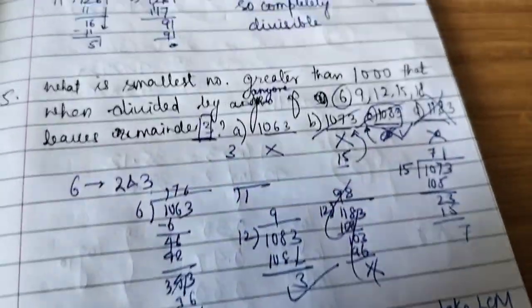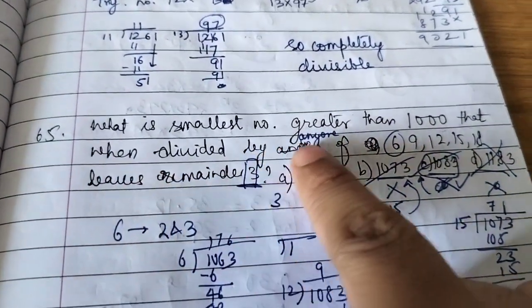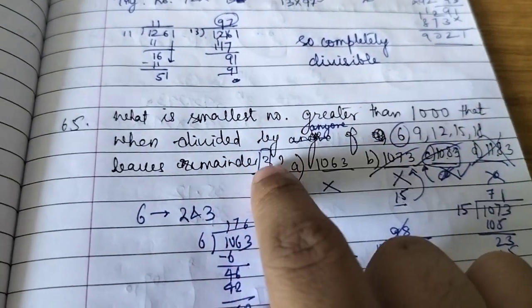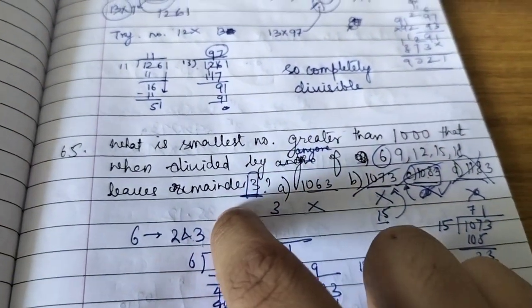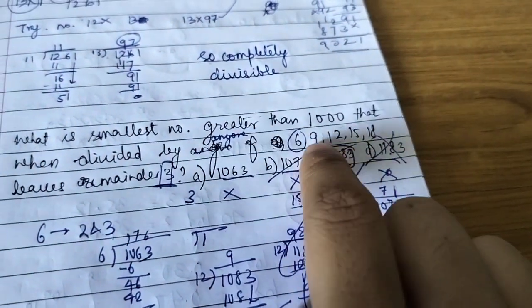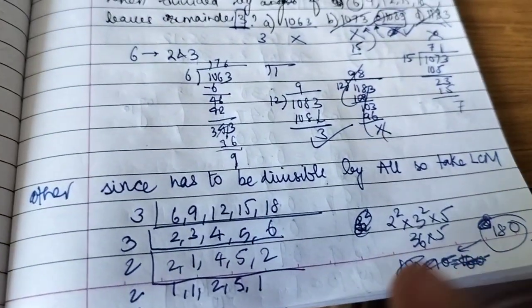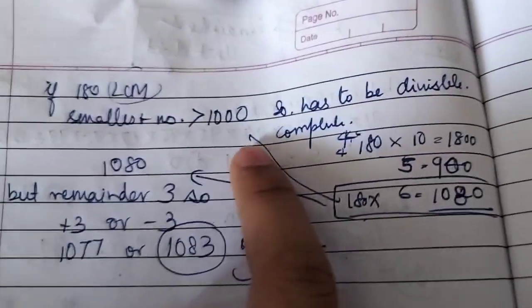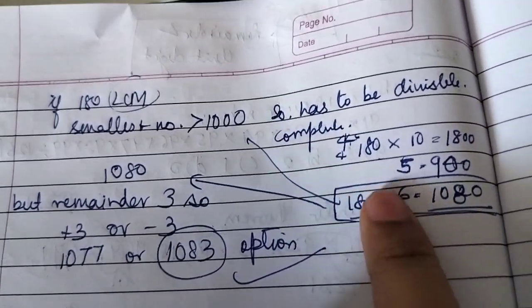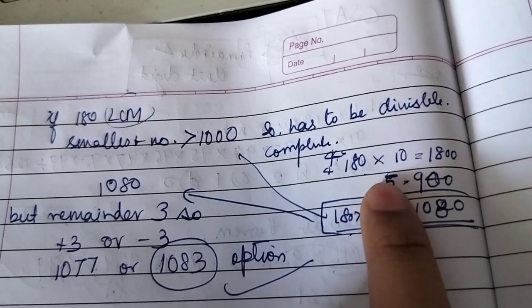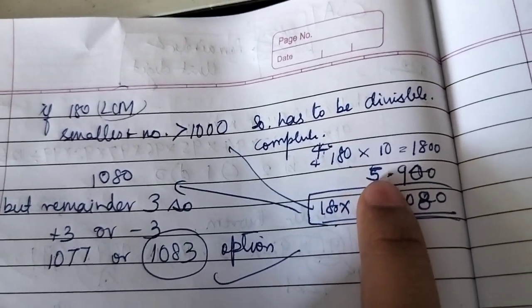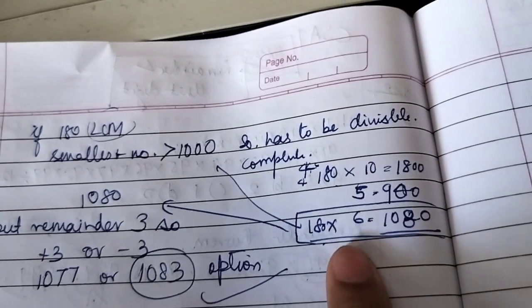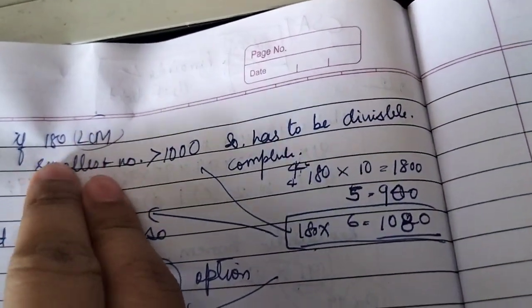Okay, why are we taking LCM? Because it has to be divisible by this and leave the remainder 3. Matlab, if you do -3 or +3, then it has to be divisible by these things. So with this you can find this, right? And then once you get the LCM, you need the smallest number which is greater than 1000. So you have to do +-3, right? Before that you need to find 180's multiple.